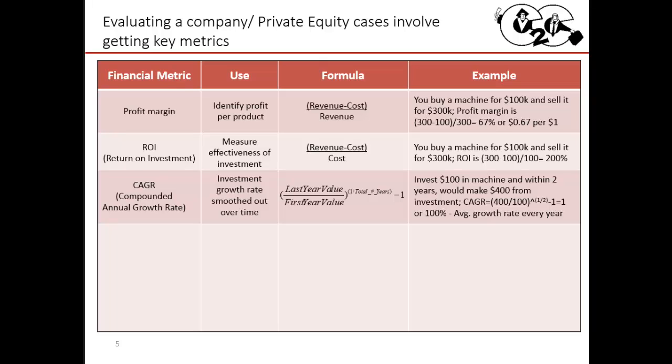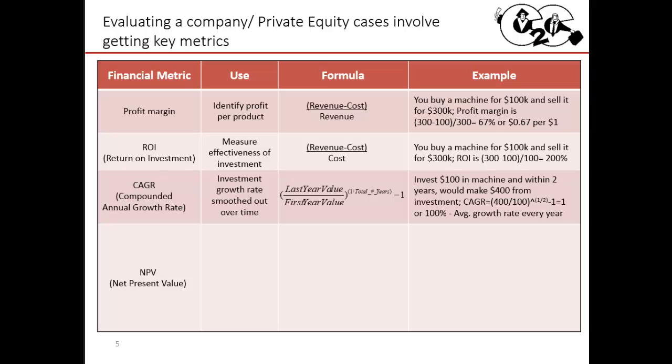So when you think about that, 400 divided by 100 means 4, to the power of half, or the square root of 4, which is 2, minus 1. So 2 minus 1 now equals 1, or 100%. This means that the average growth rate for this machine is 100%. So every year it's increasing by 100%. Okay? I hope that makes sense to you.